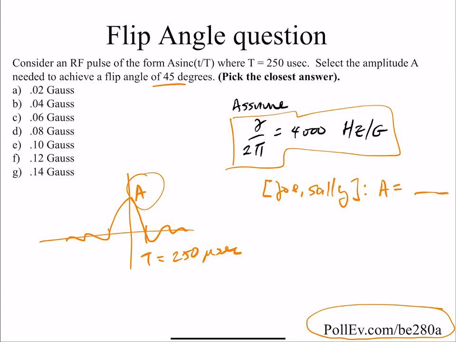Do you want us to use 4,000 times 2 pi, or use gamma as 4,000? Gamma over 2 pi is 4,000 hertz per Gauss, which is nice because when you have pi over 4 on one side, the pi's cancel out. So you don't have to worry about pi.